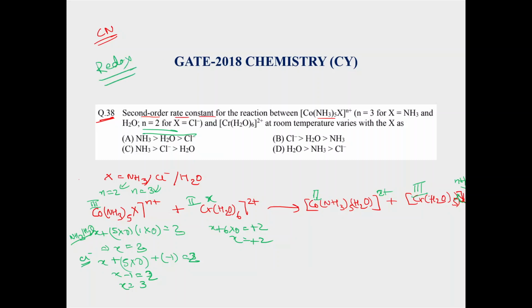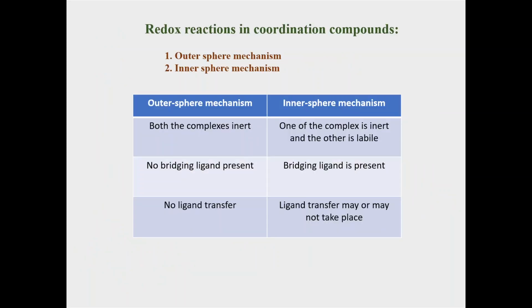And redox reaction in coordination chemistry can take place via two types of reaction mechanisms. In 2019 also there was a question from this topic, inner sphere and outer sphere, from this redox reaction in coordination chemistry. That question was from the inner sphere mechanism, and this is also kind of exactly the same question, just the way they have asked is different. That's why it's important to solve previous year questions. So there are two types of mechanisms by which redox reactions can take place in coordination compounds.